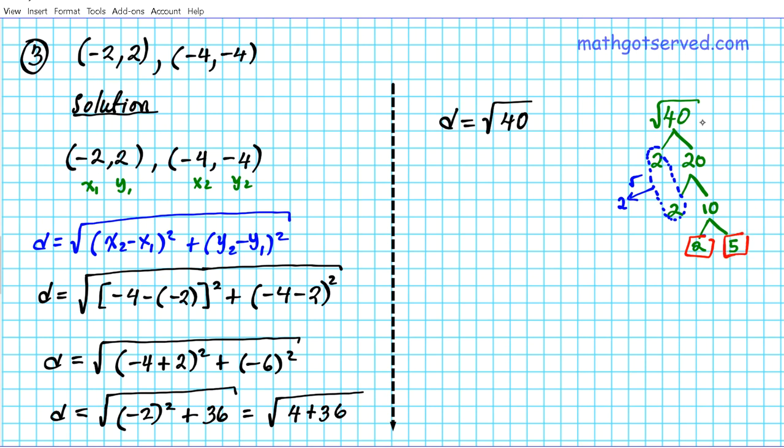So if we reduce root 40, see this 2 times 2, it comes out as a 2 because the square root of 2 times 2, or the square root of 4, is 2. And then this 2 and 5 stay behind. We just multiply them together to get 10. So the simplified form of root 40 is 2 root 10. Okay, so that's the answer to question number 3, the distance between these 2 points.